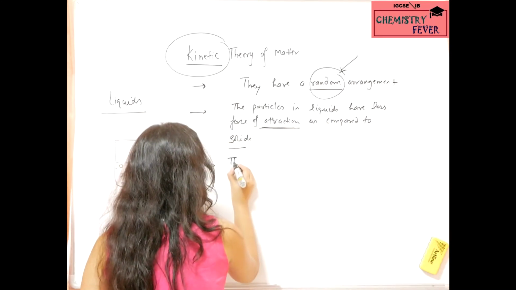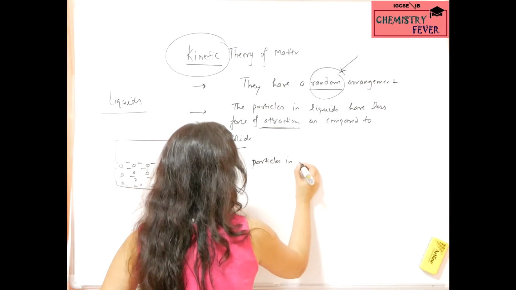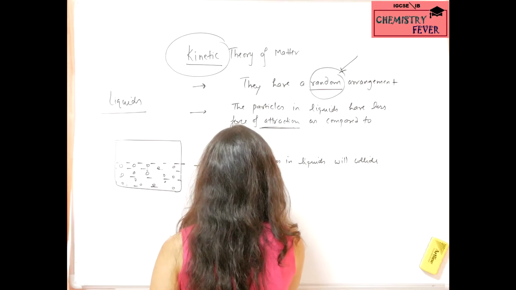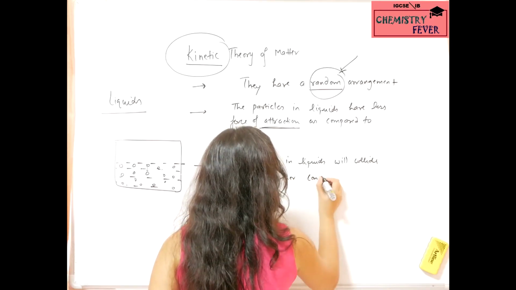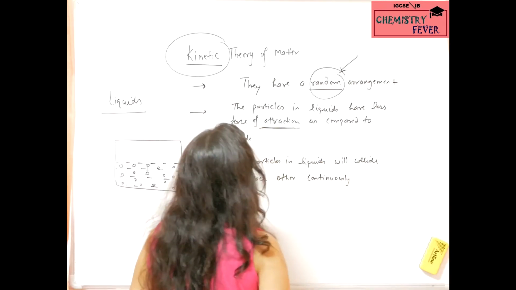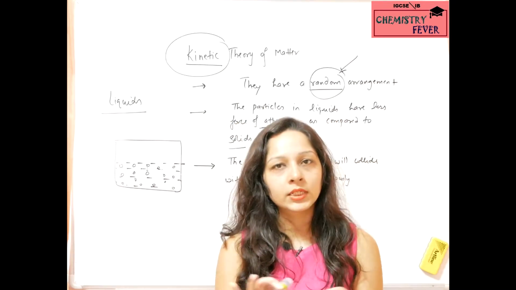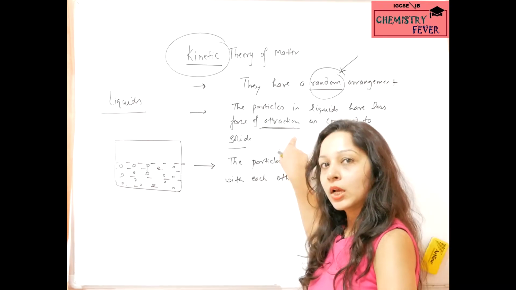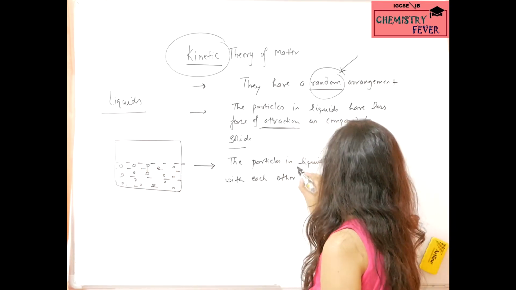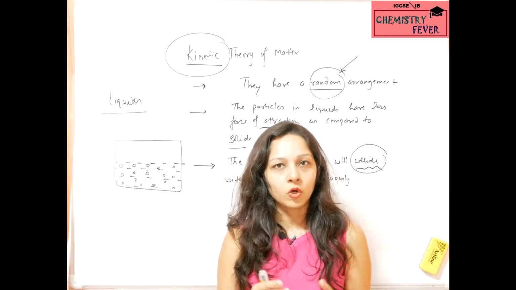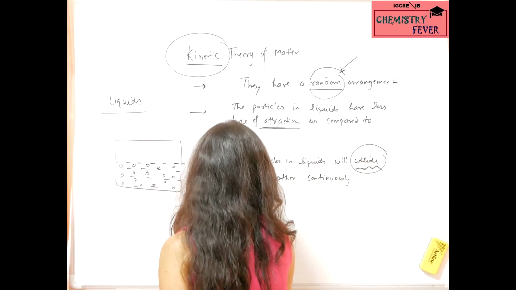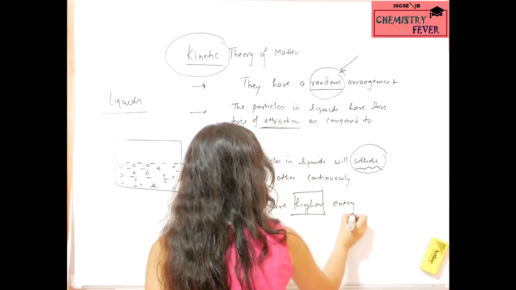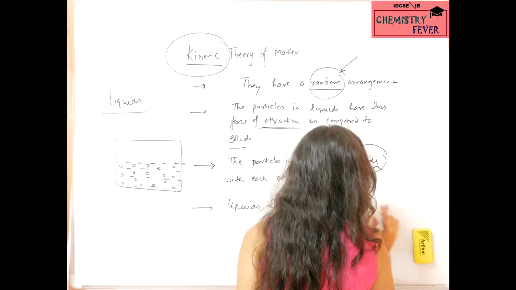So the third point that we can take up here is the particles in liquids will collide with each other continuously. We have seen arrangement, we have seen attraction. In solids, particles continue to vibrate at their mean position, but here the particles will move in all directions randomly, and there is less force of attraction. That's why it is liquid, and that's why there is a space between the particles. The particles in liquid will continue to collide, and whenever there is a collision, there is a release of energy. So liquids have higher energy as compared to solids.